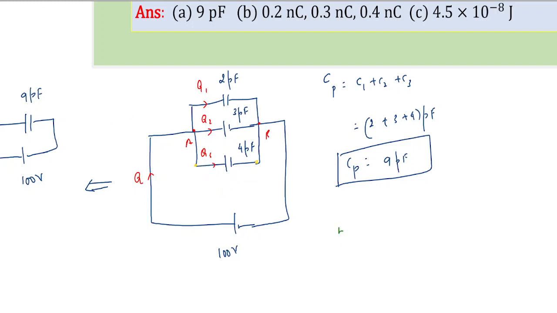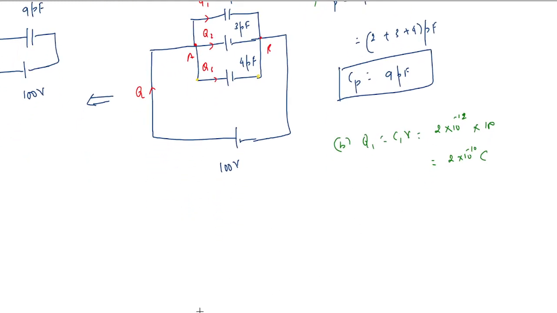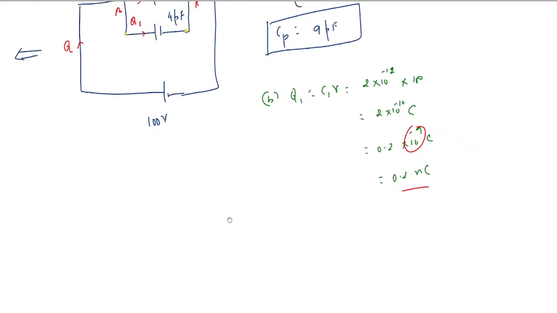The second part is to find the charge across each capacitor, where Q1 is equal to C1 into V. It is 2 into 10 power minus 12 into 100, that is 2 into 10 power minus 10 coulomb, or we can write this as 0.2 into 10 power minus 9 coulomb, so it is 0.2 nanocoulomb. It is better to write the charges or capacitance in terms of a multiple than keeping the power as it is here. This looks much better.